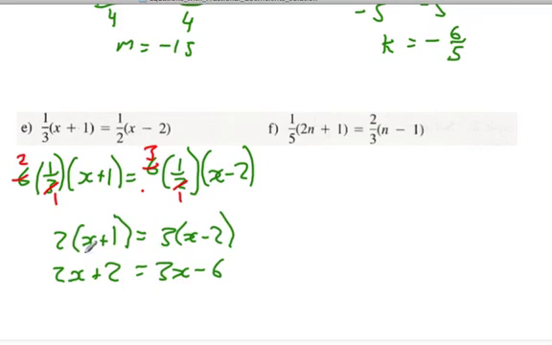And if I subtract 2x from both sides, this ends up being x subtract 6 is equal to 2. And then just add 6 to both sides, and you get x is equal to 8.